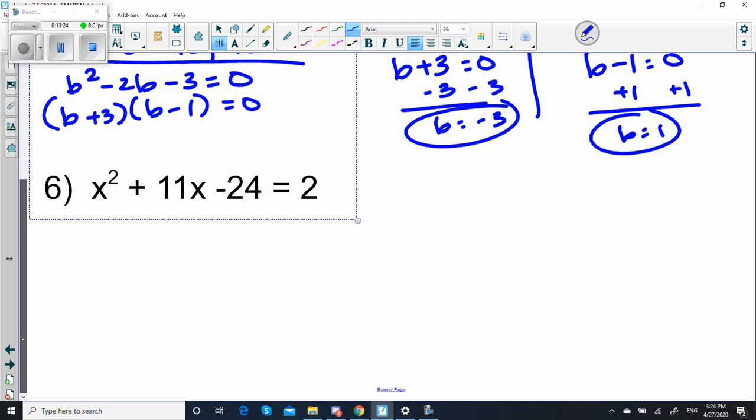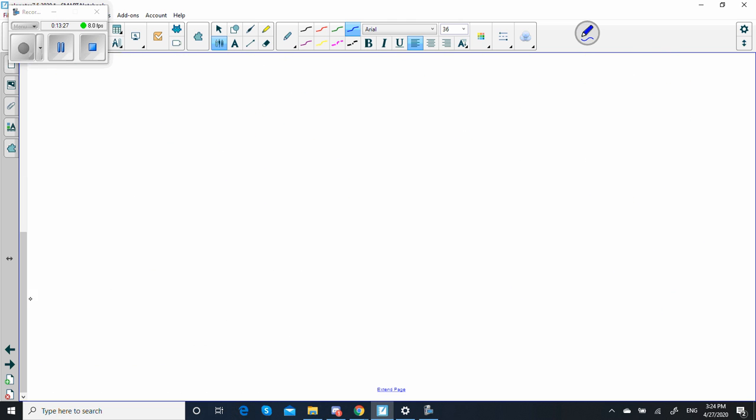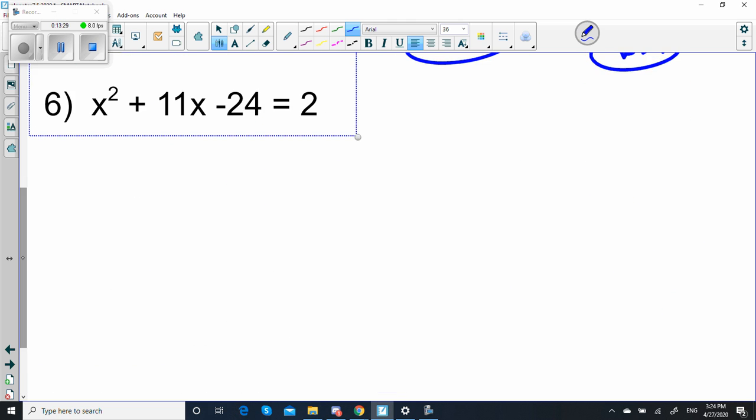I would like you to try number 6. I want you to press pause and give number 6 a try, which means you're going to have to move the 2 over. You're going to have to look for two factors that give you that middle, and then you have to solve. So if you haven't already tried it, I want you to press pause and try it.